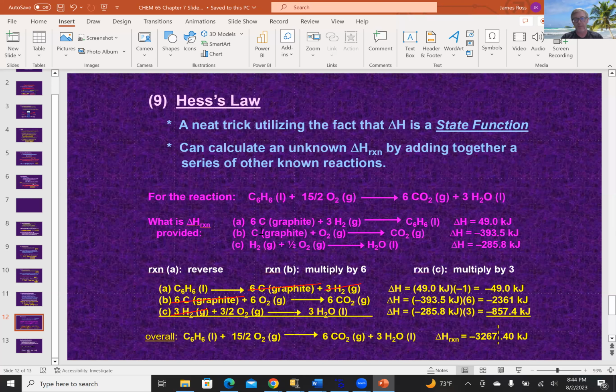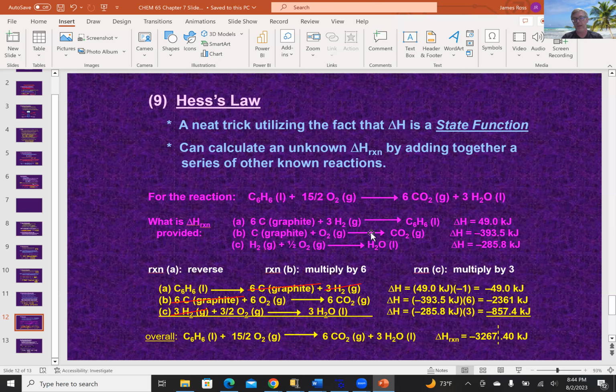I have to multiply everything by 6 to preserve the equality of the reaction. So not only do I multiply all the chemicals by 6, I also multiply the energy by 6. That's why there's a multiple of 6 in the energy down here. Instead of negative 393.5, it's 6 multiples of that, so it's negative 2361 kilojoules.